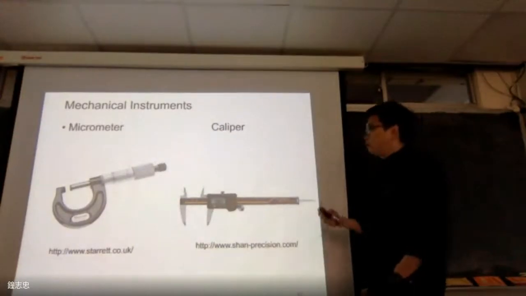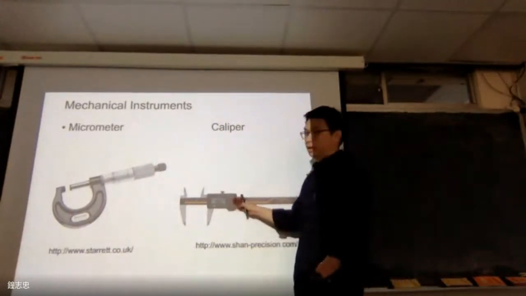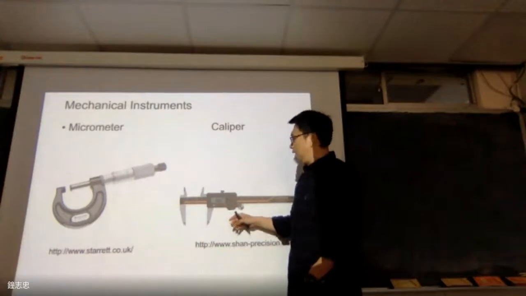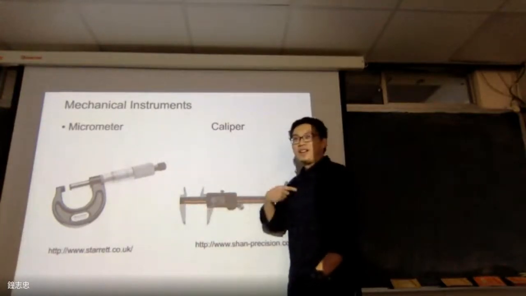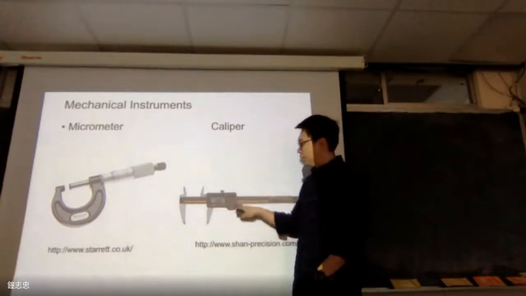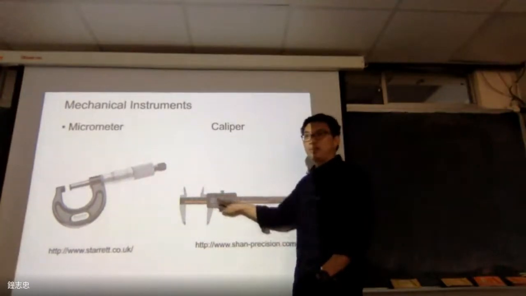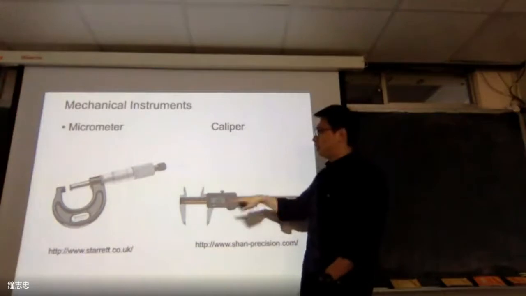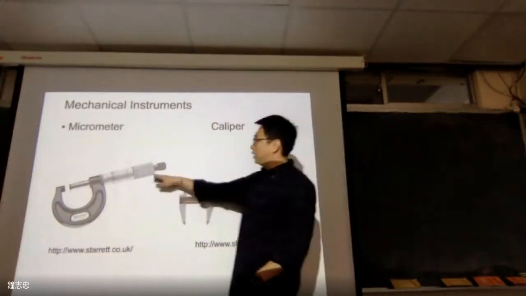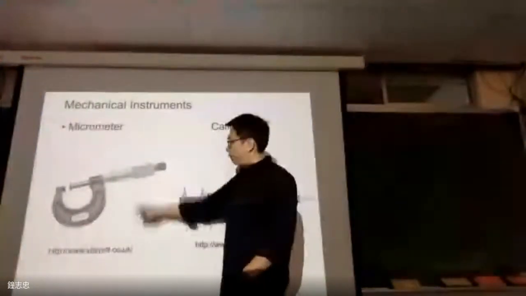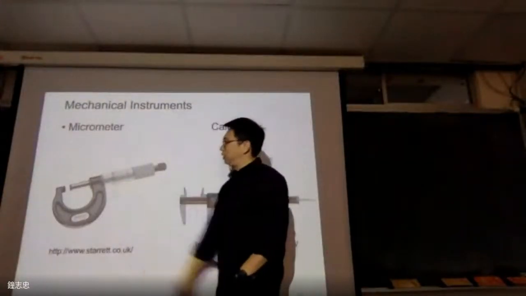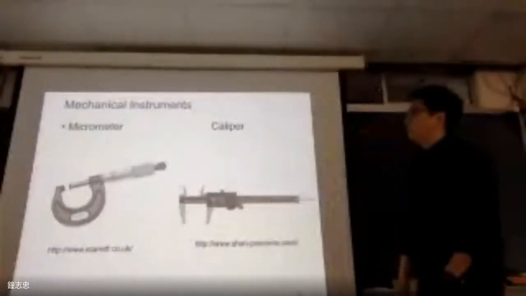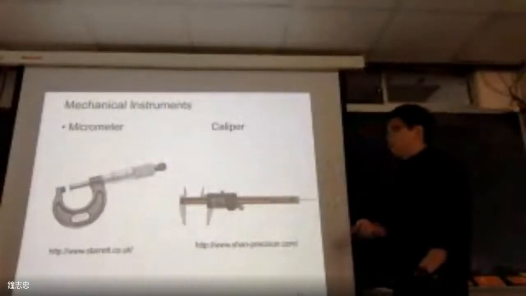And also, of course, you already have a caliper. Previously, we needed to check the ticks ourselves, but right now we have this kind of digital display, much more convenient for you. And this is another one, a micrometer. You need to read the ticks by yourself, but I think this is a very robust measurement.